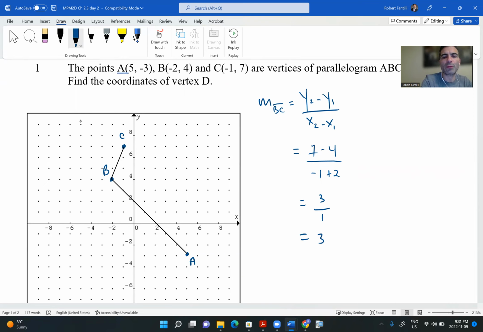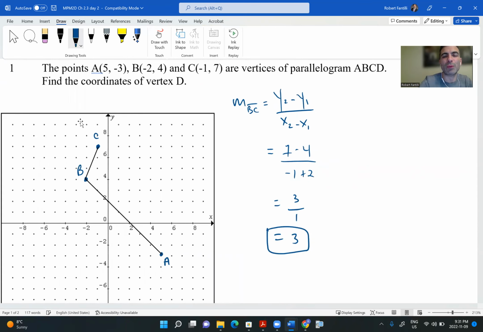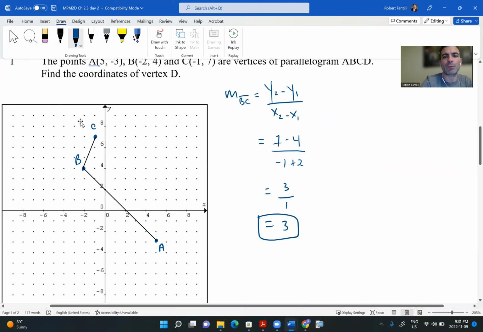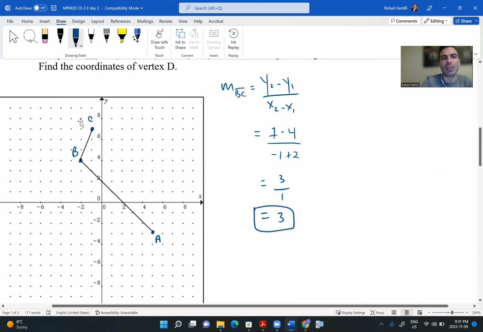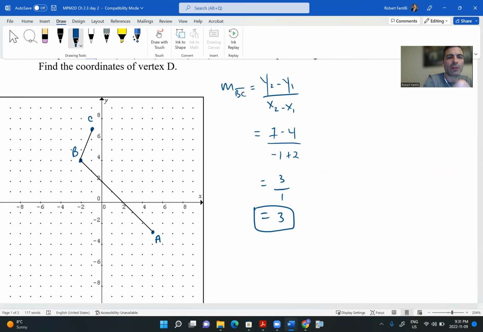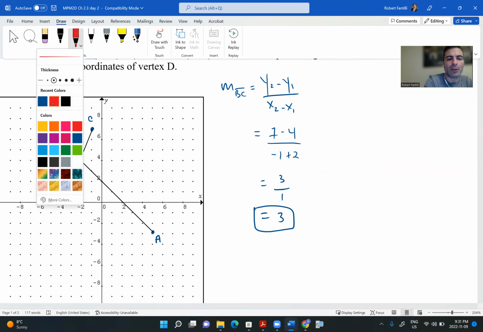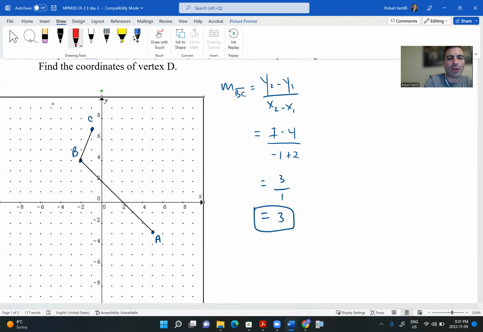So it's 3. If my slope is 3, we don't want to leave it as 3 over 1 because it's inappropriate, right? Not the best form for math. If the slope is 3, then what I could do is find D by saying, let me just double check that, by the way. So if my slope is 3, it means go 1, 2, 3, up 3, right 1. Perfect. It worked out. So I know that's correct.